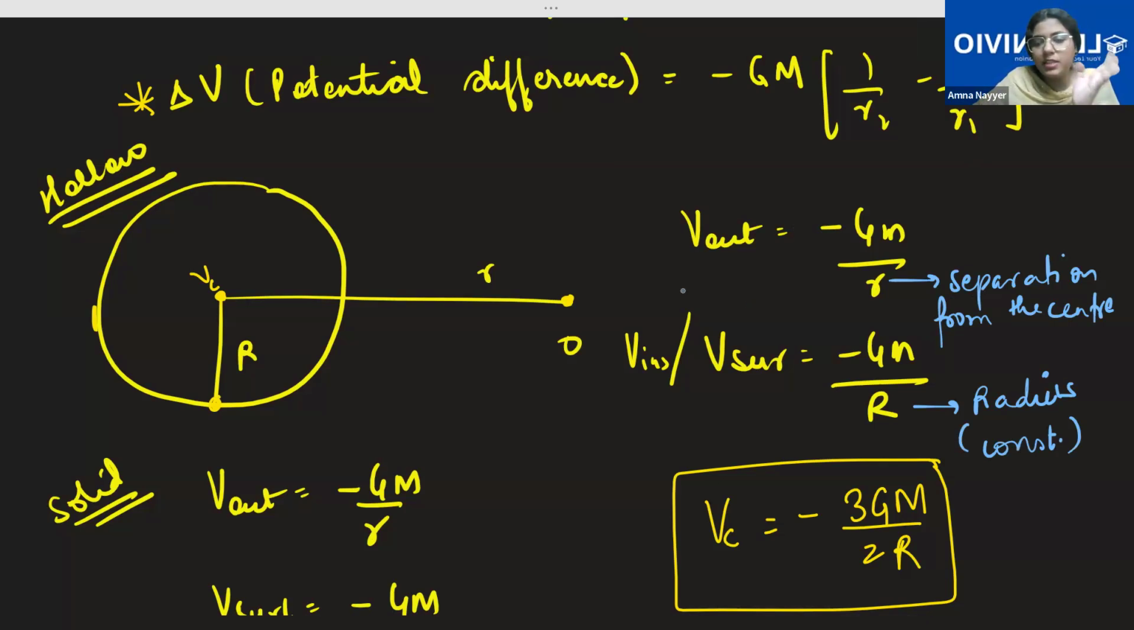Outside, the separation will come. Separation means from the center, wherever the mass is put, you're going to calculate the entire distance. Radius is for the inside surface. You know what the radius means.